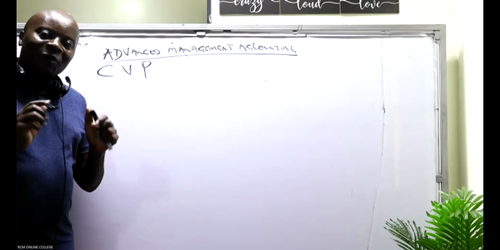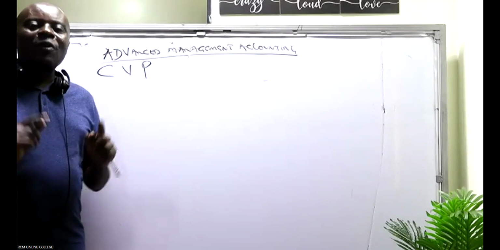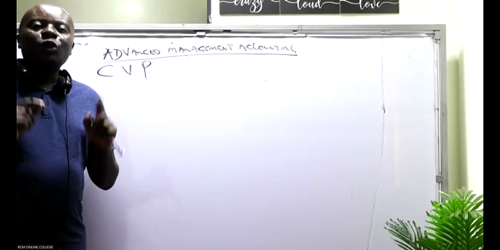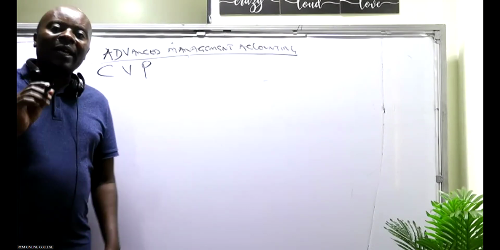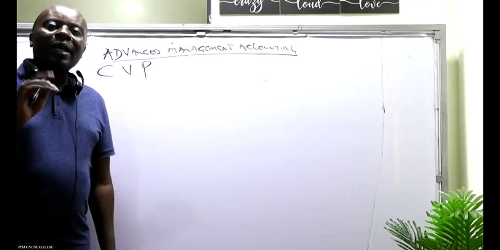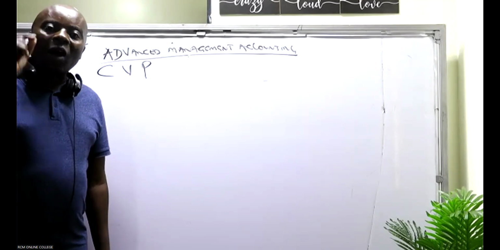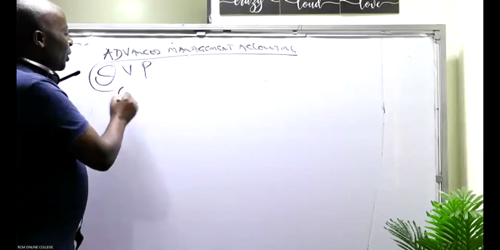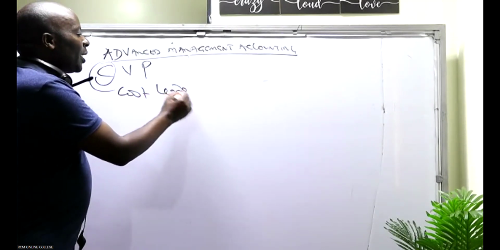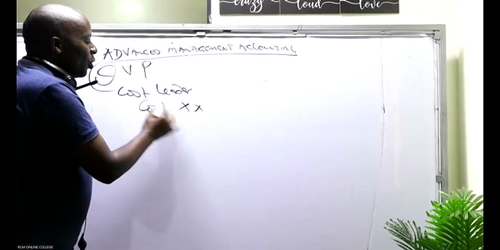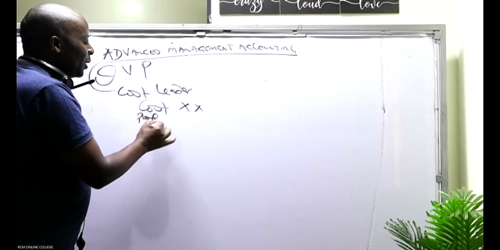If you remember, Michael Porter gave us very good strategies for ensuring that we are the market leaders as an institution. Amongst those strategies, he told us that we must be cost leaders. When you are a cost leader, once you have your cost, you will be able to add a small profit.